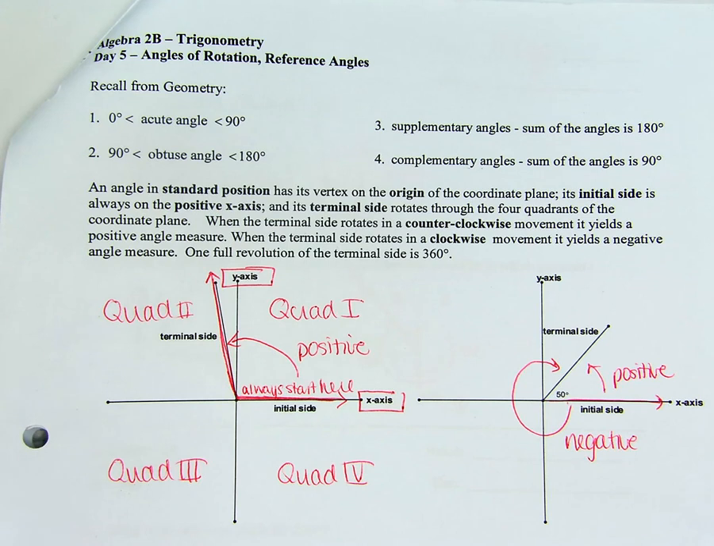Okay guys, here is day 5 for unit 2. So we're going to be talking about angles of rotation and reference angles. I have a lot of this stuff filled out, so feel free to fill it out while I talk through some of these.